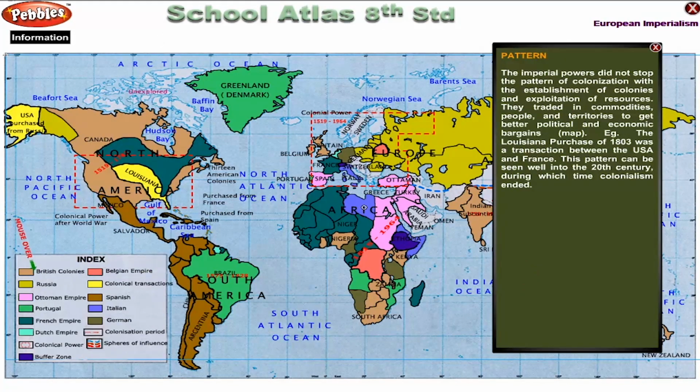Pattern. The imperial powers did not stop the pattern of colonization with the establishment of colonies and exploitation of resources. They traded in commodities, people and territories to get better political and economic bargains. Map. Example, the Louisiana Purchase of 1803 was a transaction between the USA and France. This pattern can be seen well into the 20th century, during which time colonialism ended.